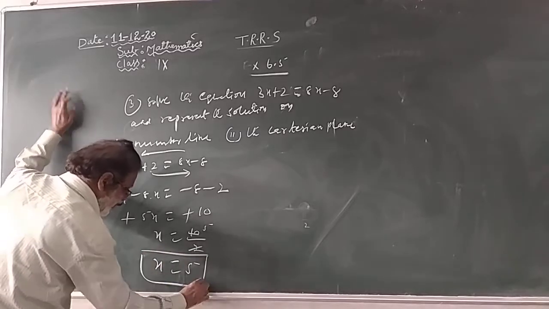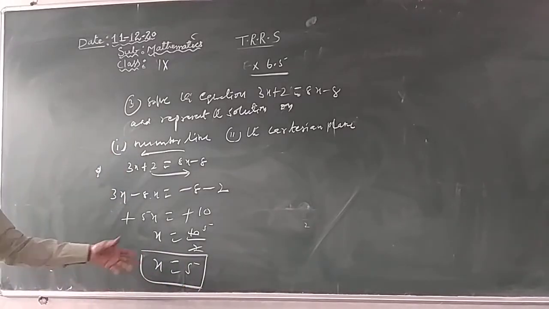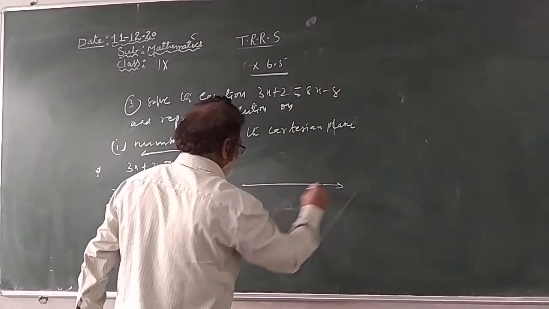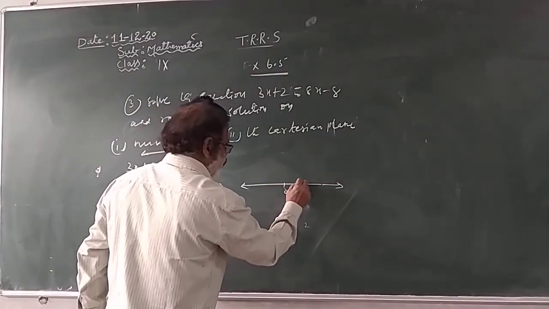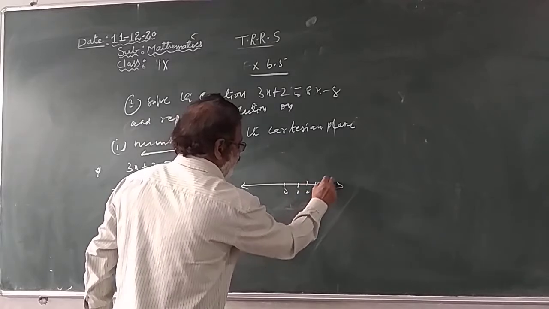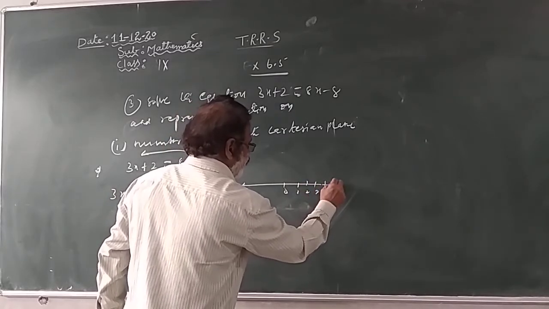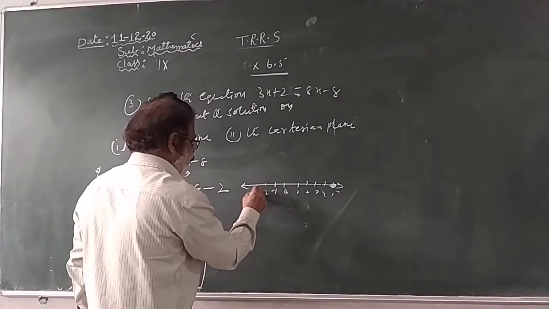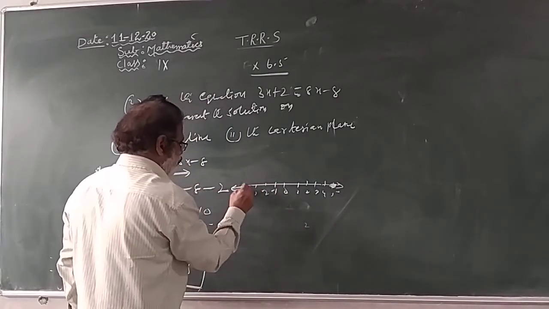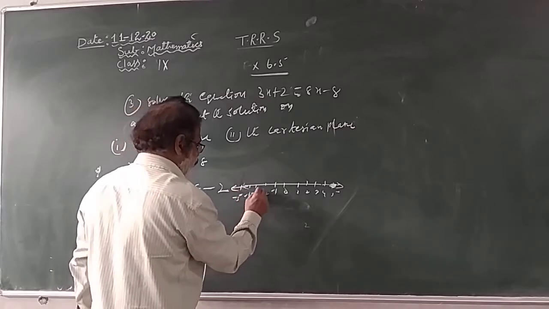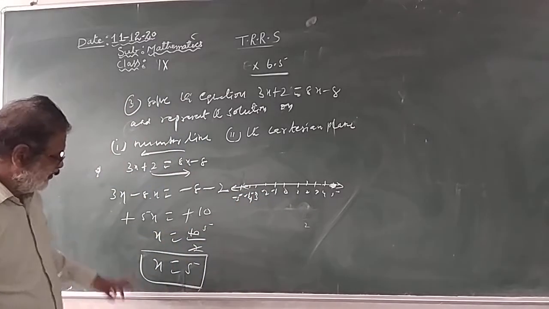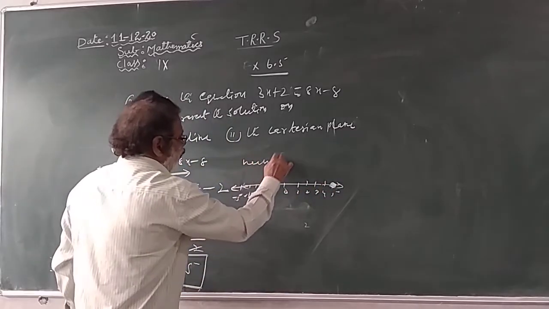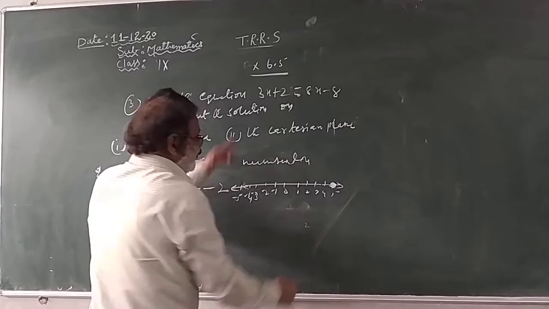x is equal to 5 is parallel to what? Y axis. Involved in x now. It is parallel to y axis. This is the number line. 0, 1, 2, 3, 4. This is minus 1, minus 2, minus 3, minus 4. Where is x equal to 5? Like this. This is the number line. Now the Cartesian plane.